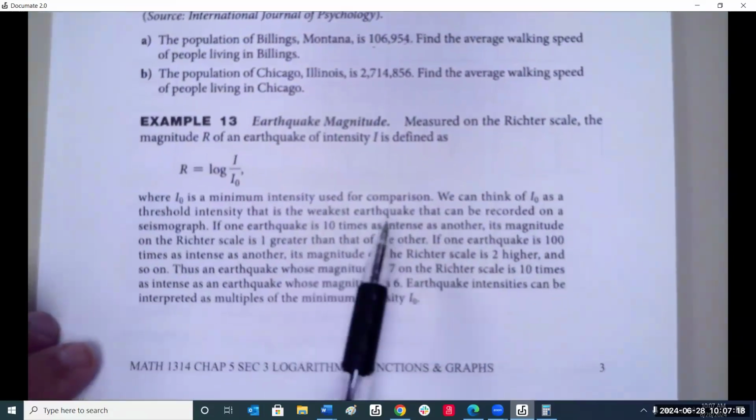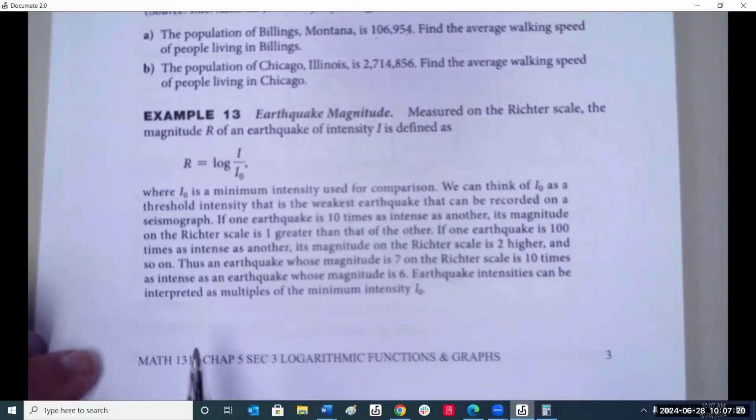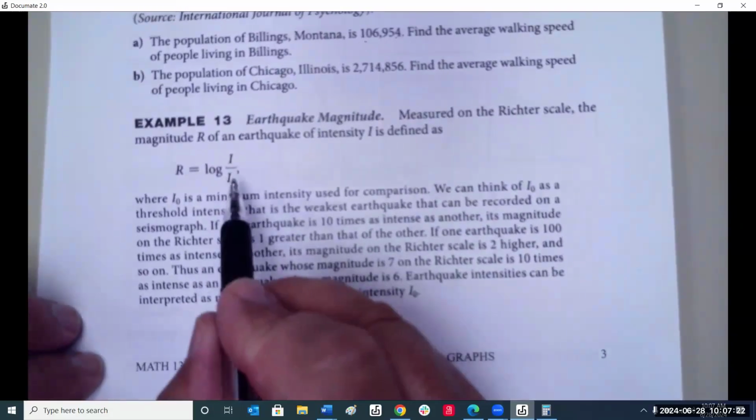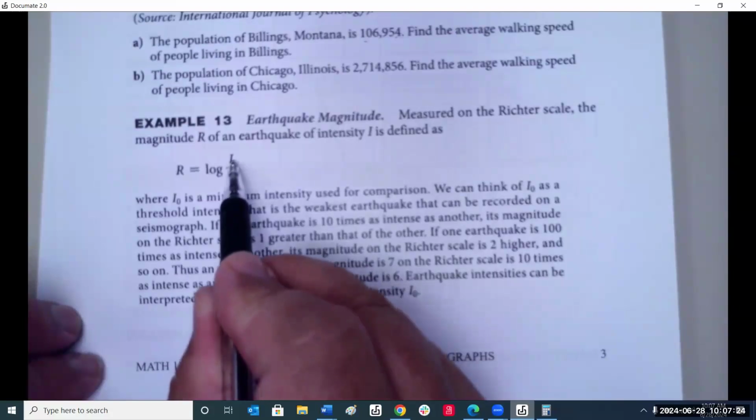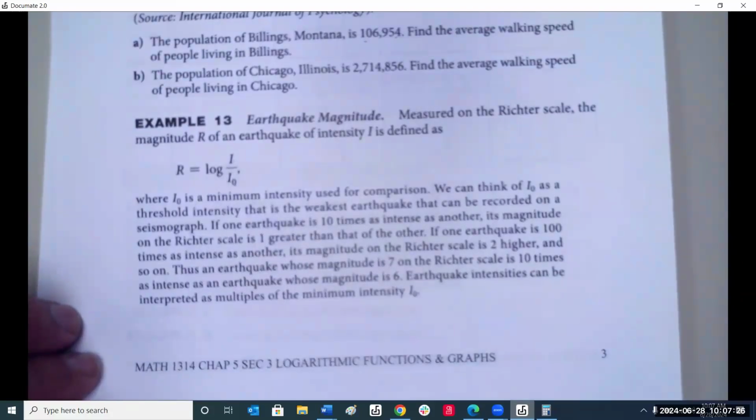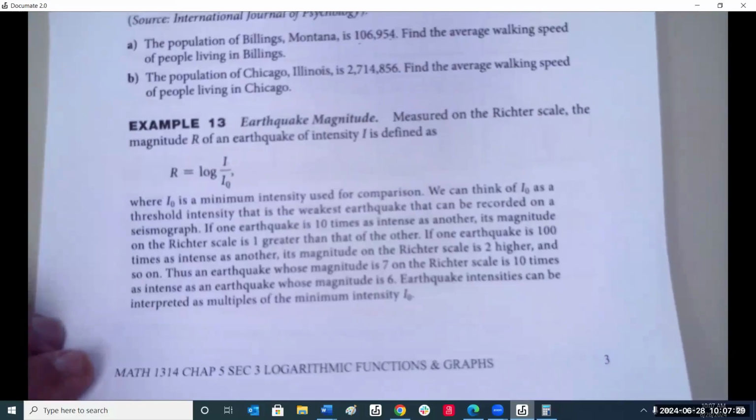And same thing with the earthquake, the Richter scale. Your initial value and the earthquake value. So those are just plug and play. Right, that's that section.